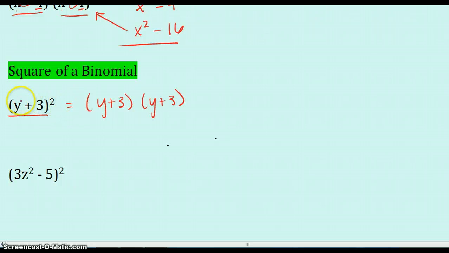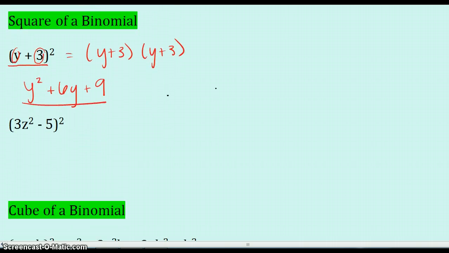The shortcut is you're going to square your first term, so we have y squared. Then you're going to multiply these two, so you're going to multiply y times 3 and double it. So multiply times 2. So y times 3 is just 3y, times 2 is then 6y. And the last step is square your last term. So 3 squared, which is 9. And that's the shortcut. I'll do one more.